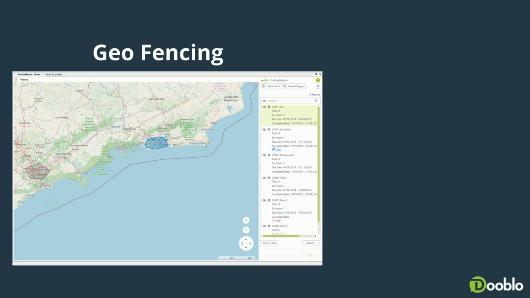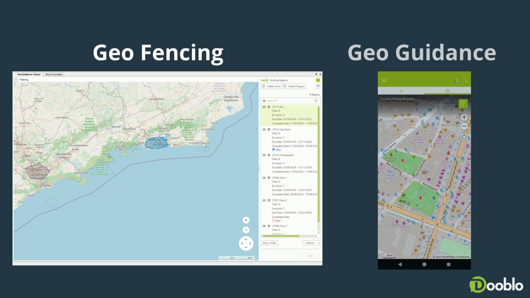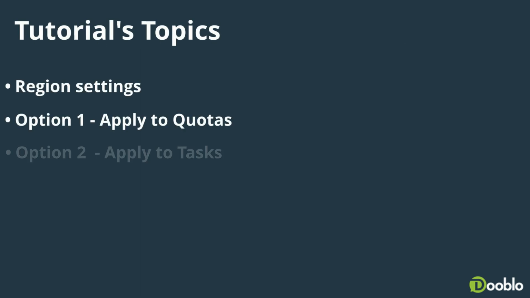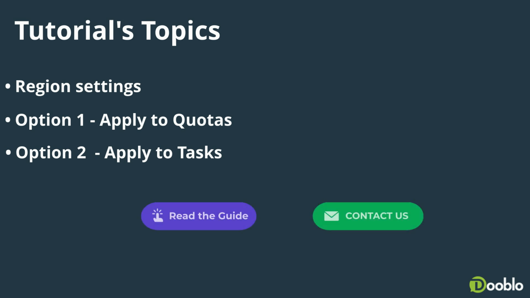Introducing Survey-to-Go geofencing, a powerful GPS-based tool that lets you restrict your operation areas, and Geo Guidance, a navigation capability within the Survey-to-Go app designed for easy navigation to your sampling destination. In this tutorial, you'll learn how to set your locations and apply them to quotas and tasks. You can also find instructions in our Geofencing and Geo Guidance guide and contact our support for any question.